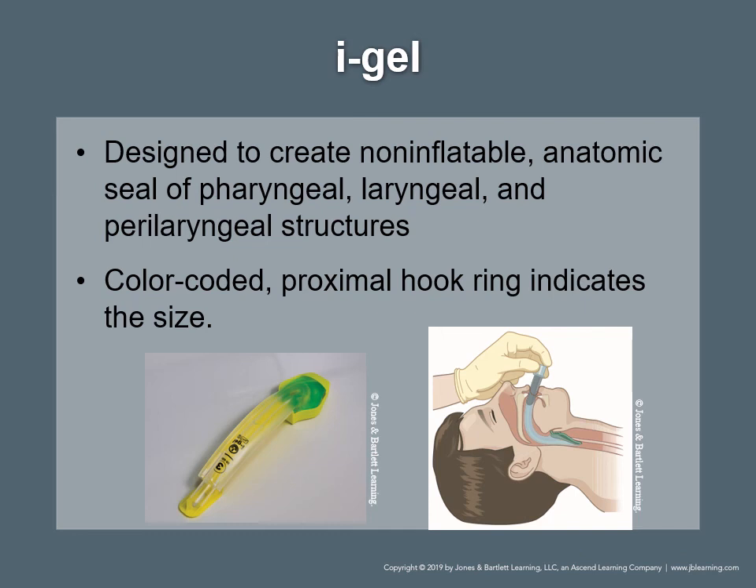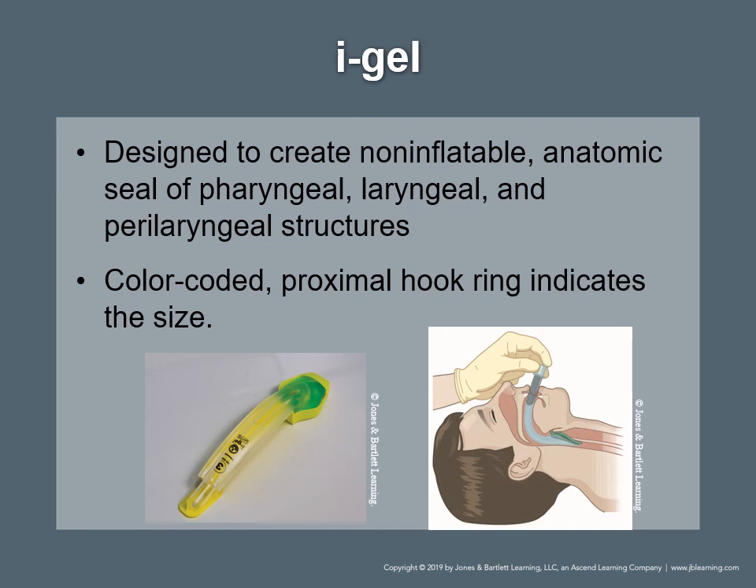iGel. The iGel supraglottic airway is inserted in a manner similar to the LMA. It is designed to create a non-inflatable anatomic seal of the pharyngeal, laryngeal, and perilaryngeal structures. It is a common rescue airway device.